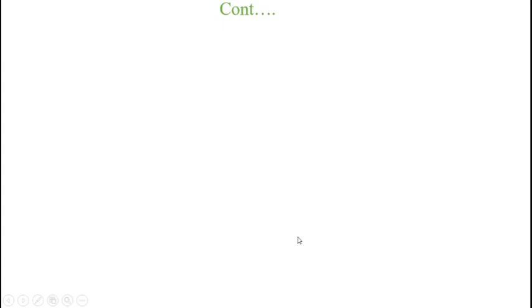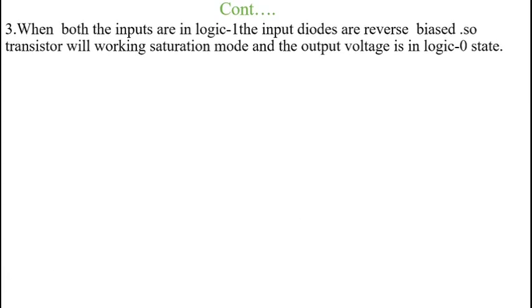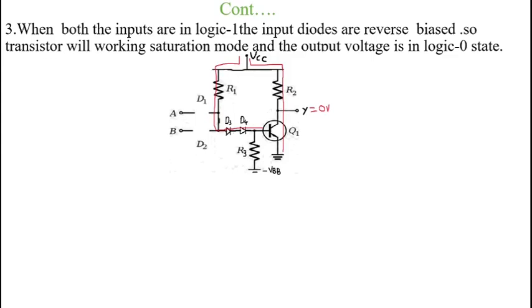The next possible combination of inputs is when both inputs are in logic 1. The input diodes are reverse biased, so the transistor works in saturation mode and the output voltage is in logic 0 state. It means that here we are giving both inputs in logic 1 state. At that time, these two diodes operate in reverse bias condition. So here there exists a path from VCC to the diodes D3 and D4. Therefore, these two diodes operate in forward bias condition, so here we get the output equal to logic 1.